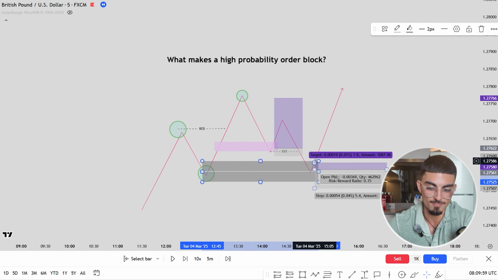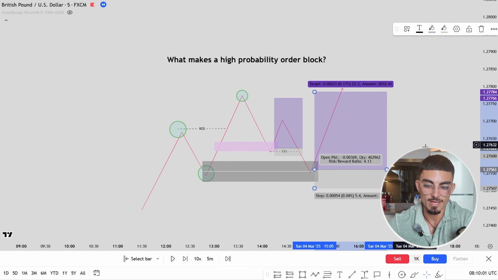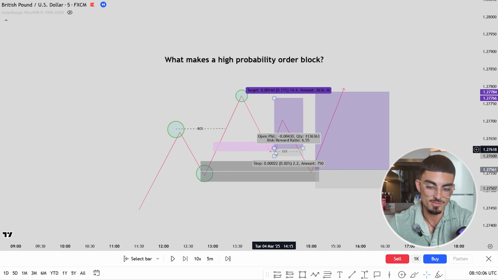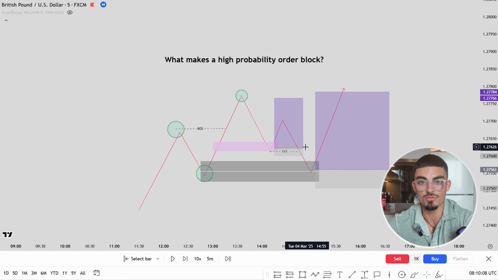Then you can look to target this high up here. And that there is going to be such a strong position because it's with the trend. We've seen a sweep of liquidity. And now let's go on to the third and final reason on how to find really high probability order blocks.